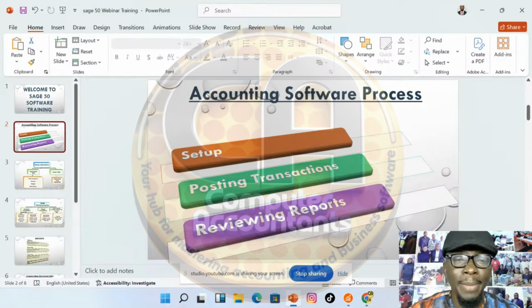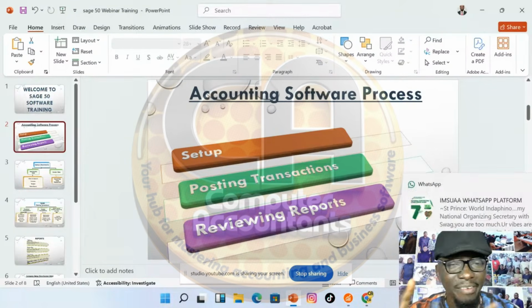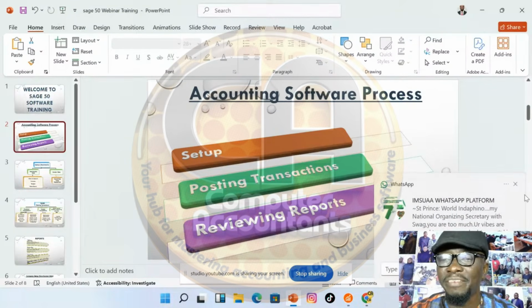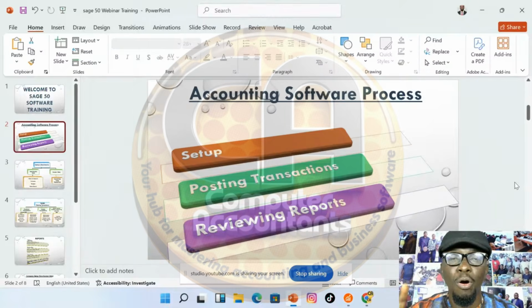Like the customer names, the vendor names, the employee names, your chart of accounts, that is the ledger, very key as an accountant. That's the foundation of accounting. Your budgeting, your jobs, every information that you know the software will need in order to deliver a quality job. That is the setup.